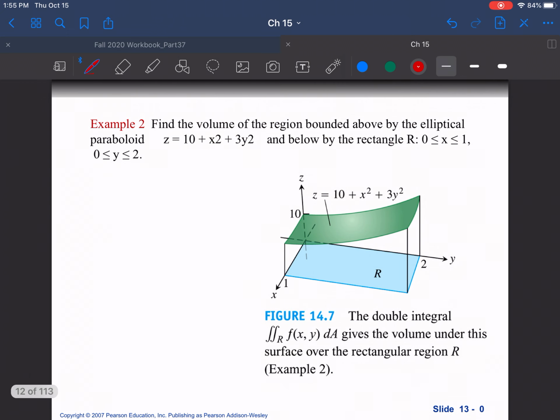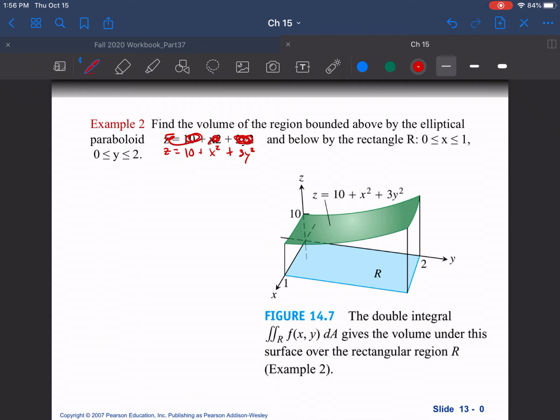All right, here's another example. Find the volume of the region bounded above by the elliptical paraboloid z equals 10 plus x squared plus 3y squared, and below by that rectangle. So we're finding the volume underneath it.